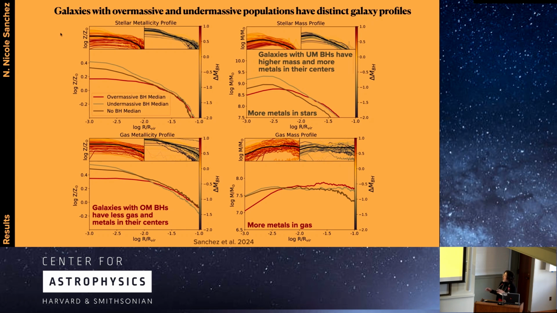And so what we end up having is these two populations which appear to have different evolutionary cycles and different characteristics. We have galaxies with undermassive black holes that have higher mass and more metals in their centers for their stellar populations, right? Those metals are being locked in stars. And then the galaxies with overmassive black holes in the red have less gas and less metals in their centers, and more of those metals remain in the gas phase.